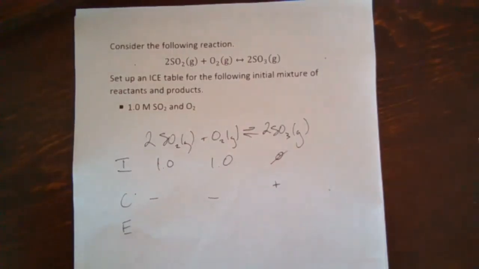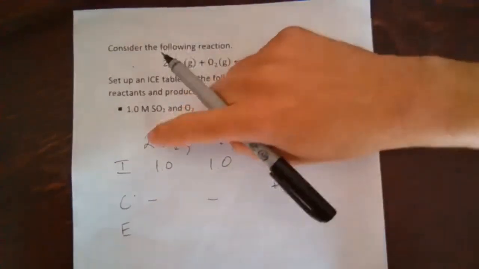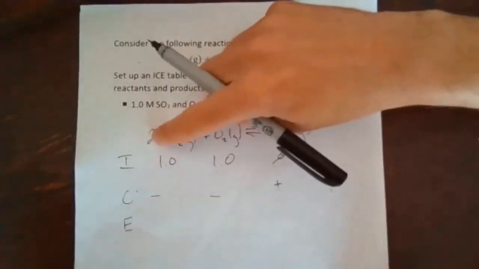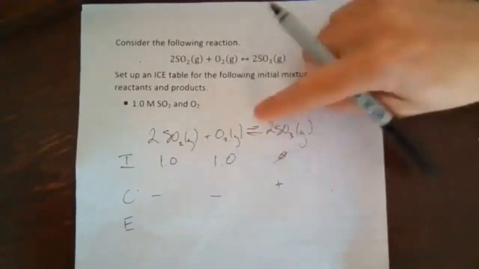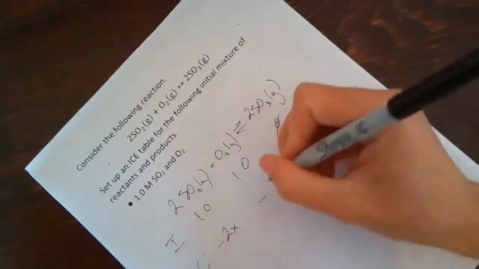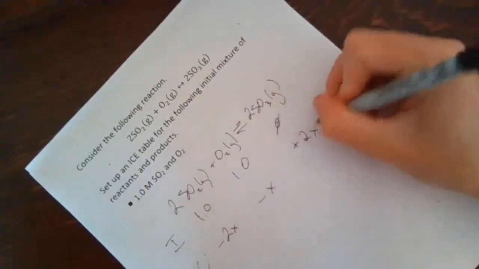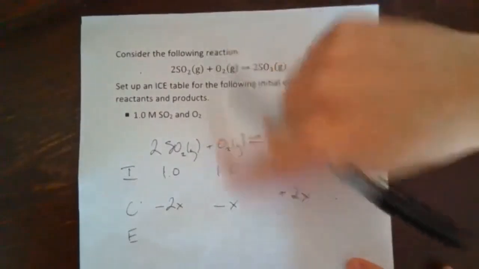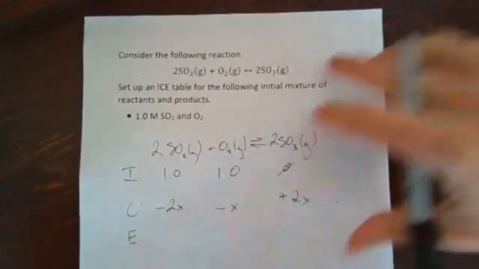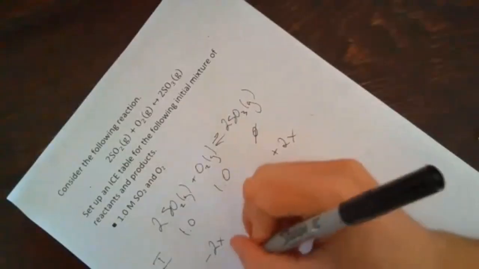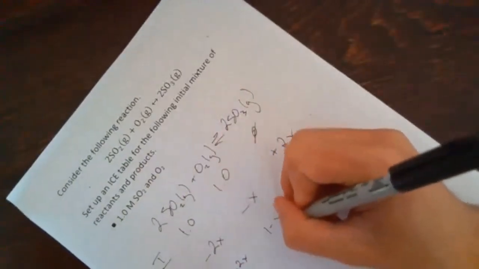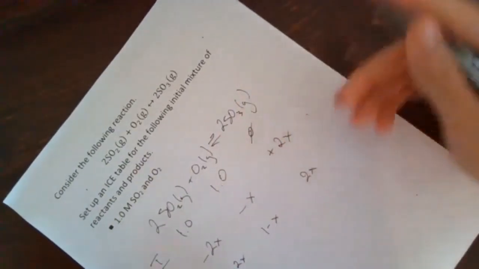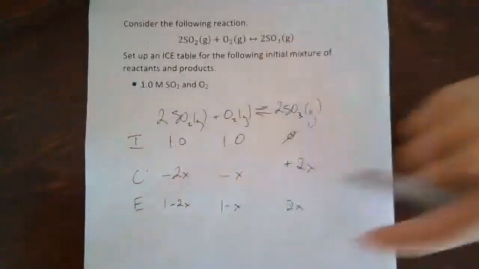Now in terms of amount, we always know it's going to be x, and then we use just the coefficients. For every 2 moles of this that react, there's going to be 1 mole of this that reacts, and 2 moles of this that are produced. You can just take the coefficients and bring them down: 2, we don't write a 1, we don't write a 1, 2, 2. Then we combine all of this together: 1 minus 2x, 1 minus x, and 2x. So this is the ice table that is set up.